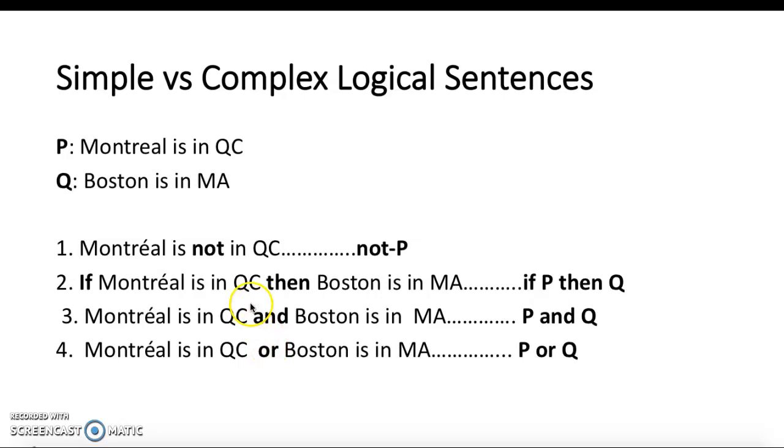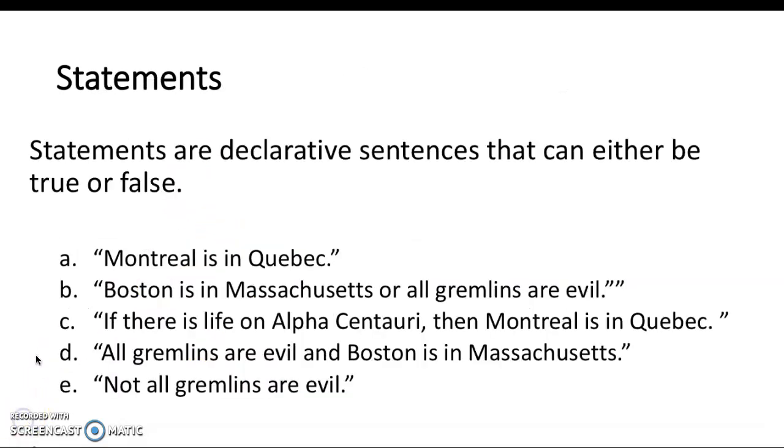So again, a simple sentence is a sentence that does not contain any logical connectives. So here are examples of simple sentences, and complex sentences are examples of sentences that do contain at least one main logical connective, like these four over here. So going back to our original examples, what I want you to do now is see if you can determine which of these are simple sentences or complex sentences according to what we just said. Please take a few minutes and pause the video now.